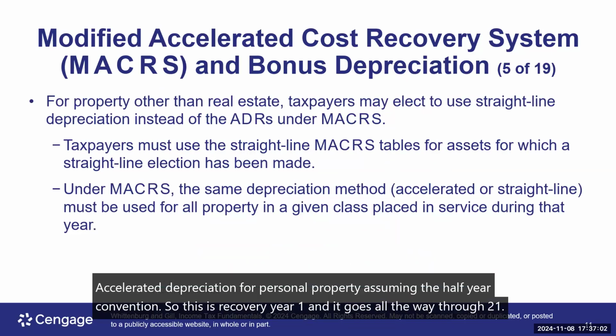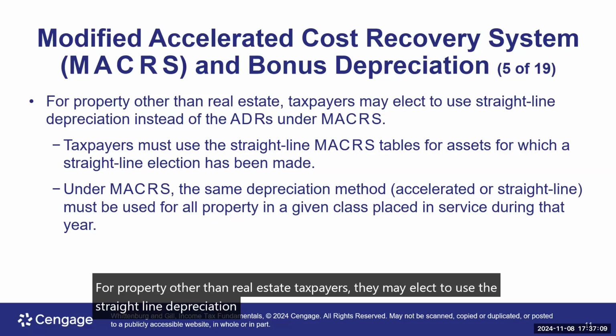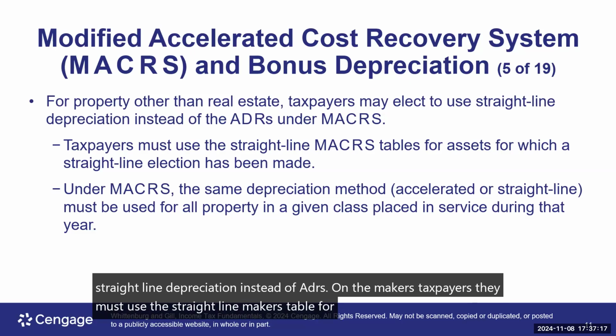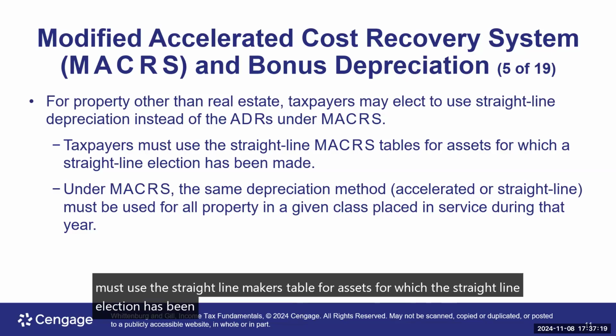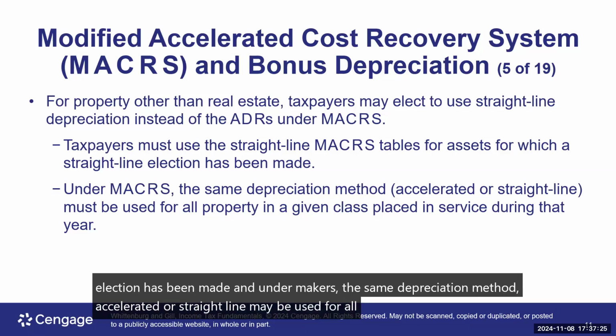For property other than real estate, taxpayers may elect to use the straight line depreciation instead of ADRS under MACRS. Taxpayers must use the straight line MACRS table for assets for which the straight line election has been made. And under MACRS, the same depreciation method, accelerated or straight line, may be used for all property in a given class placed in service during that year.